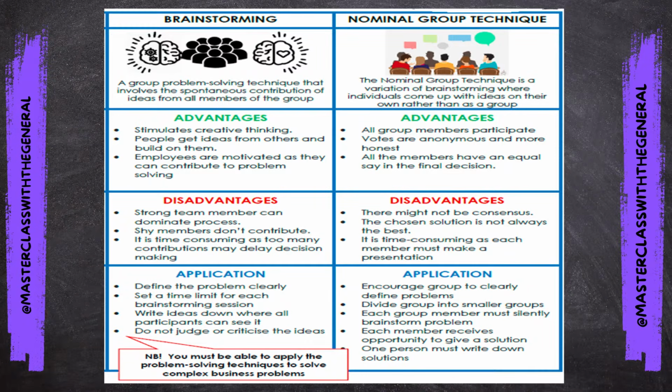Let's look at nominal group technique. Disadvantage number one, there might not be consensus. There might not be consensus because now there are all these little ideas that everybody came up with, and the vote could result in a stalemate. Then what? It was better in brainstorming when we were trying to listen to each other and build on each other's ideas, because that way we're already building some sort of consensus.